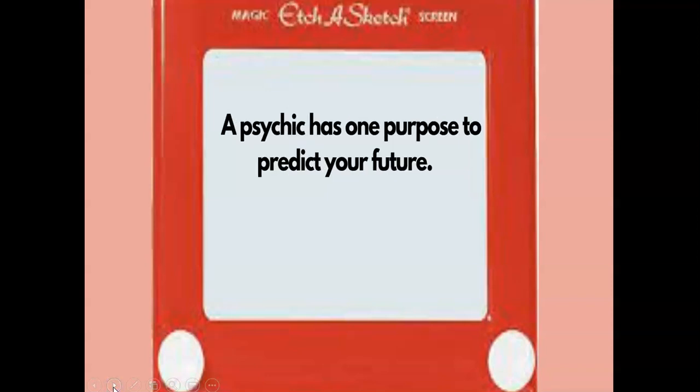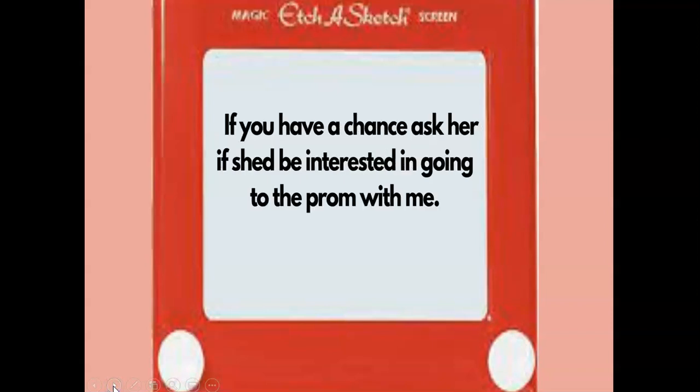So just a few. A psychic has one purpose: to predict your future. So teach the colon, teach the hyphen. If you have a chance, comma, ask her if she'd be interested in going to the prom with me. Exercise the pause, right? And we're going to fix shed and use the apostrophe.